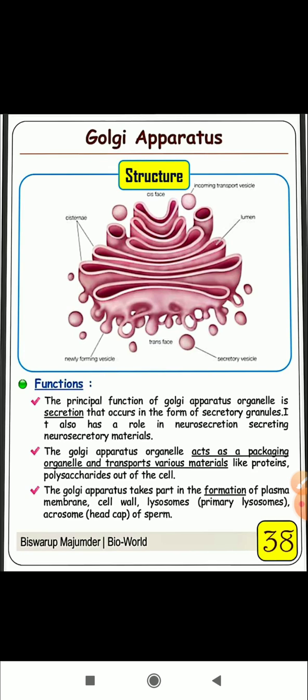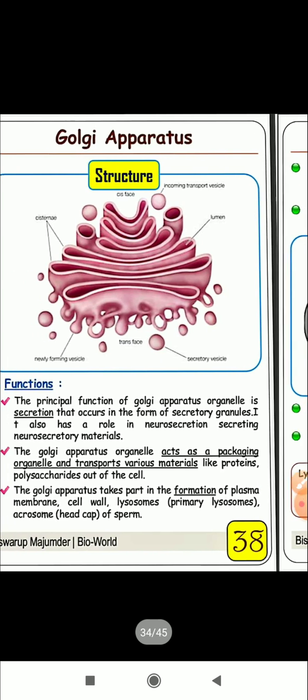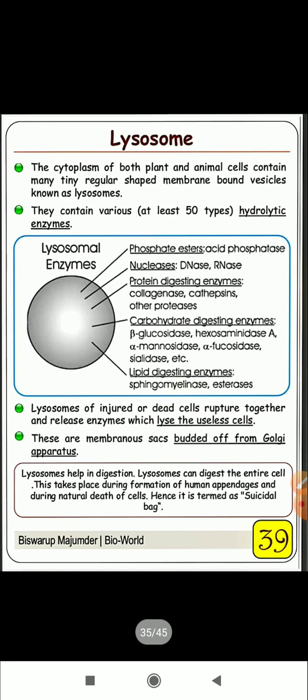The principal function of the Golgi apparatus is secretion, as it carries secretory granules. Secondly, it is helpful in packaging and transportation of materials like proteins and polysaccharides within the cell, and it is also helpful in the formation of the plasma membrane, cell wall and lysosomes.